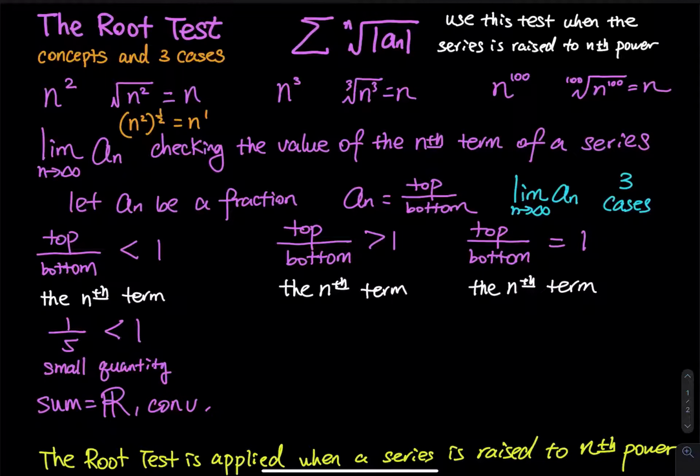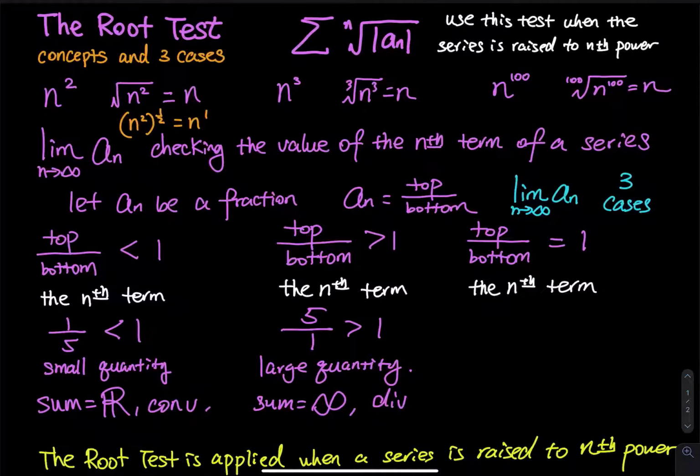And then the case in the middle, we have top divided by the bottom greater than 1. That means the top must be greater than the bottom. So let's say we have 5 divided by 1, that is greater than 1. All right. So as you look all the way to the right, the last couple terms of the series, you are adding up large quantities. In that case, most likely, the sum is equal to a very large value, and therefore, the series is divergent.